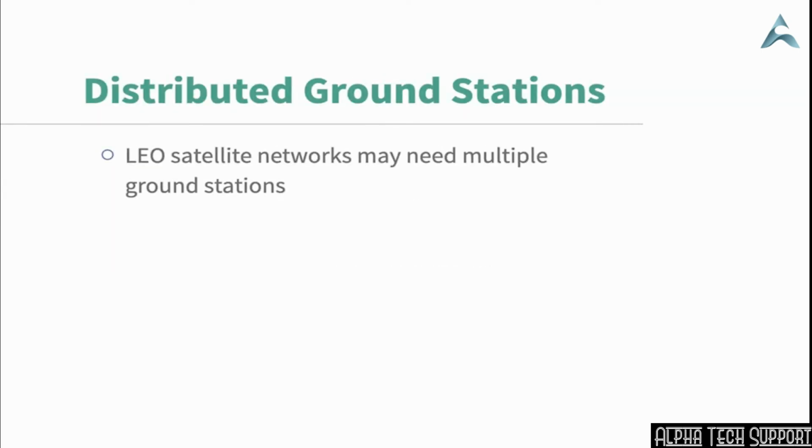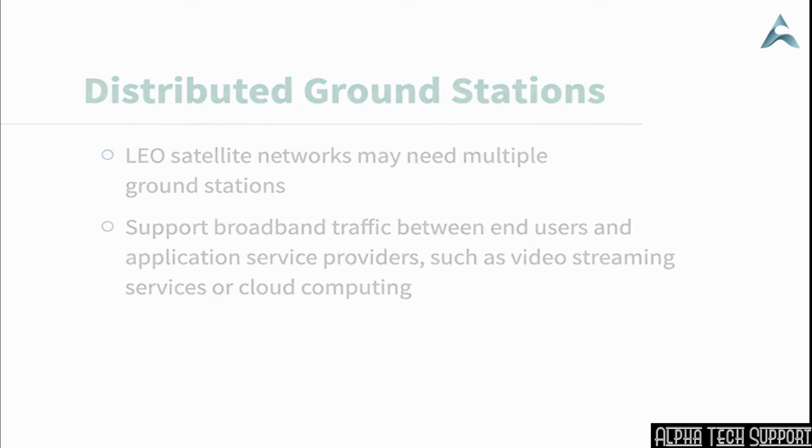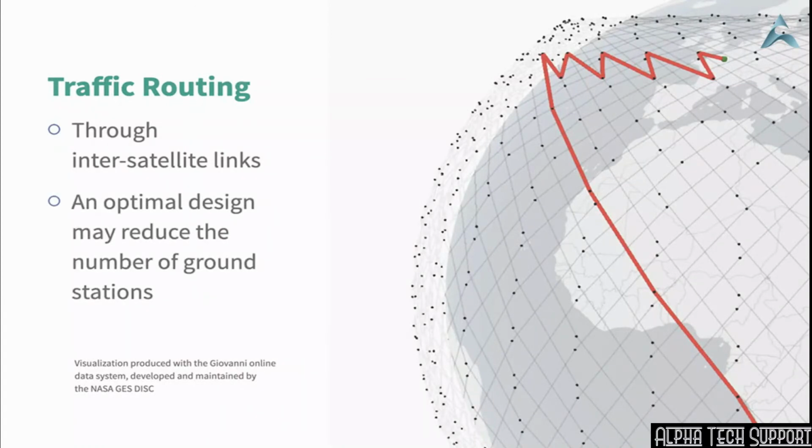The geographically deployed ground stations for LEO satellites also play a key role in supporting the broadband traffic between end users and application service providers, such as video, streaming services, or cloud computing. In addition, the traffic routing between satellites through inter-satellite links is also important. Using a well-designed routing mechanism can reduce the need for ground stations, so the actual number of ground segments for a broadband satellite internet may be variable and dependent on the ongoing user requirements and market demands.